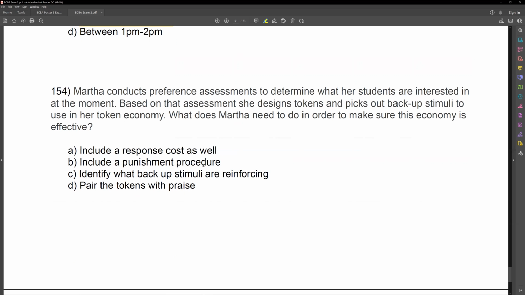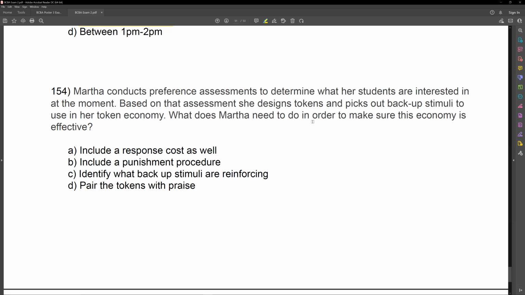So in order to make sure Martha's economy is effective, we're going to need to start identifying some reinforcement. So A, include a response cost as well. Do we have to include a response cost in a token economy? Absolutely not. Can you? Sure. It's a traditional part of a token economy, commonly used, but you don't have to include one to make sure your economy is effective. B, include a punishment procedure.